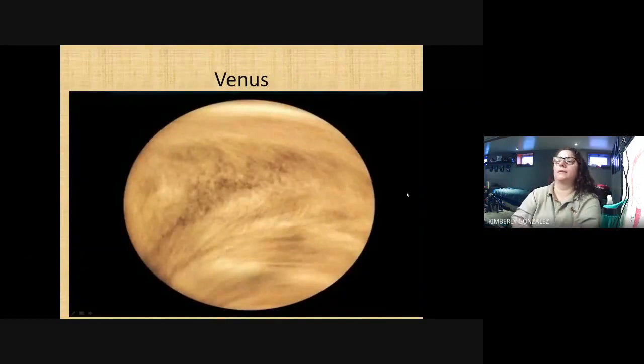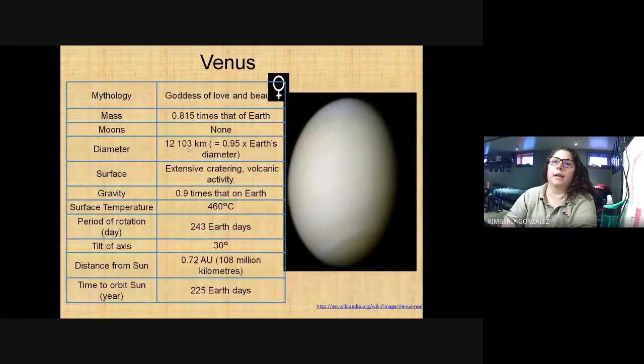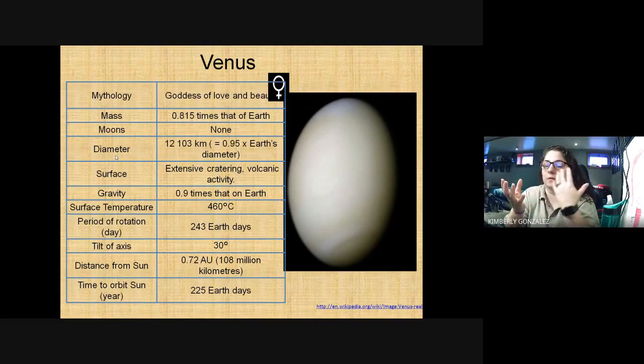Okay, so let's talk about Venus. Venus is the second planet, right? Again, you don't need to know the mythology. It has no moons. The diameter is listed on Earth Science Reference Table, page 15. The surface, again, you have volcanic activity, which is going to create that cloud covering around it that we talked about the other day, right? That cloud cover is creating a greenhouse effect on Venus, which makes it the hottest planet in our solar system.